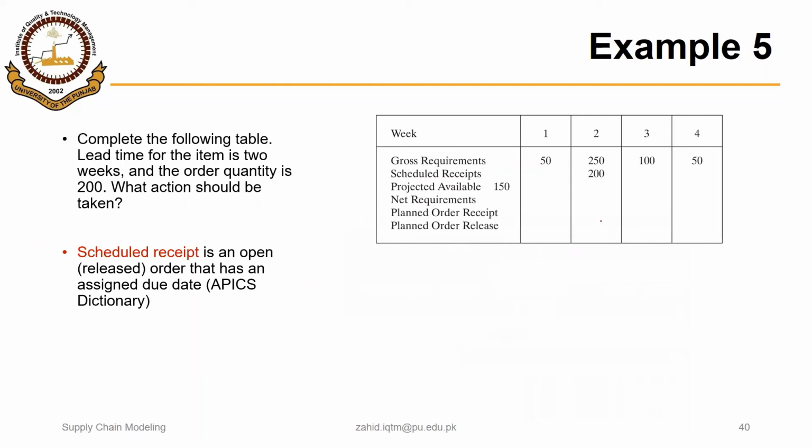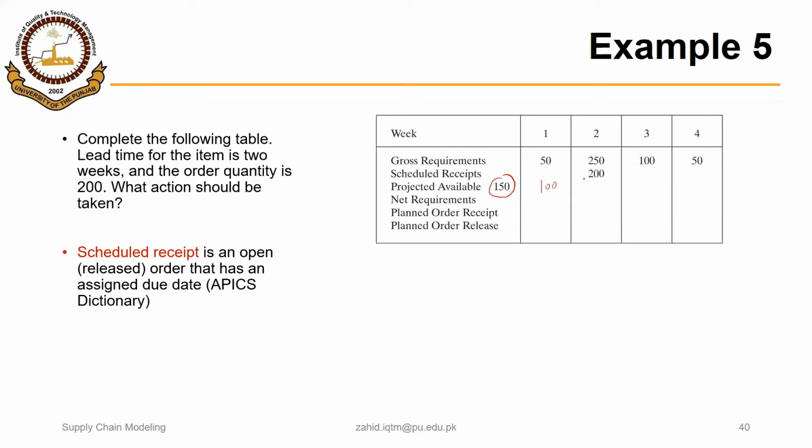So we will solve quickly the example considering the complete MRP matrix. So in this case, we have 150 projected available, and there are a gross requirement of 50. So there are no net requirements in week 1. After meeting this requirement of 50, we will have a projected available of 100.